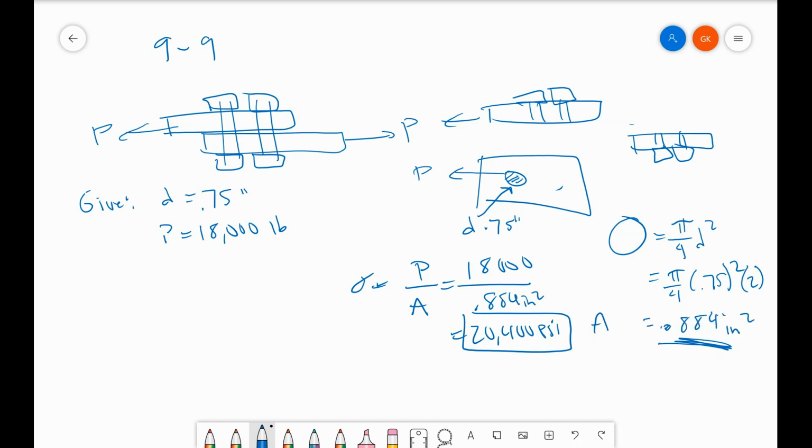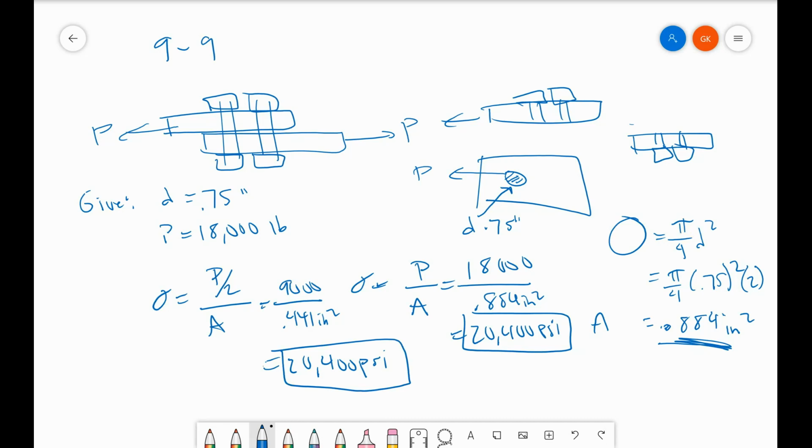Now, I could have also done it where I'm looking at only one of the bolts, just one of the bolts. If I had done that, I need to realize that since I'm only looking at one of the bolts, I'm only looking at half the force, because half of the force was felt by the other bolt. So instead, what I would have is my stress is equal to P over 2 over the area of one bolt. So that would be equal to 9,000 pounds over 0.441 inches squared, which is the area of one bolt, which comes out to be 20,400 psi.